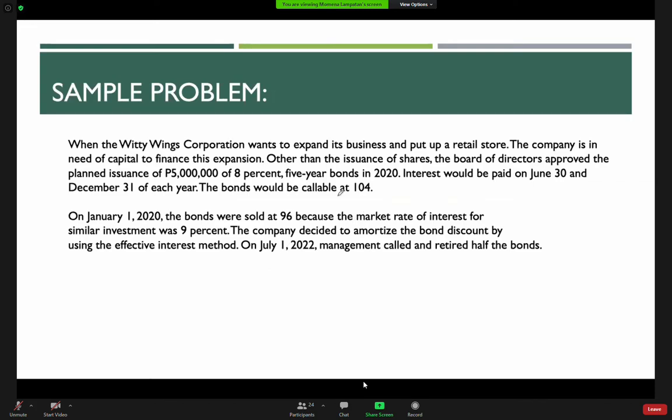Okay, so assuming the company called the bond, it retired the bond. The bond matures after 5 years, right? But it called the bond on July 1, 2022. That is after how many years? 2.5? 1.5? 2.5 years. Okay, so prior to maturity. So, this call price will be our retirement price. That is what the corporation will pay to the holder of the bonds. Okay?